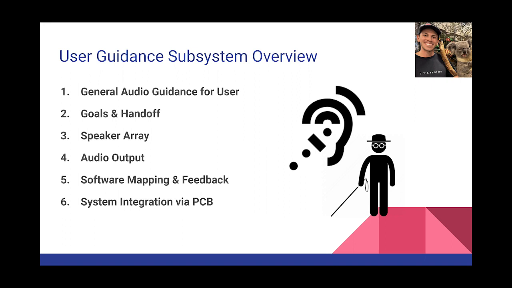The main and core concepts we're going to cover in the user guidance system are the general overview of the audio guidance for the user, what that entails and how it's going to look, the goals, and the handoff then to the Scratch team, the speaker array that we'll be utilizing, the audio output itself that we have decided to go ahead with, and some alternatives that can also be implemented. Once again, the software mapping and feedback. And then finally, this is where we get to our PCB, so the system integration for this portion of the project via a printed circuit board.